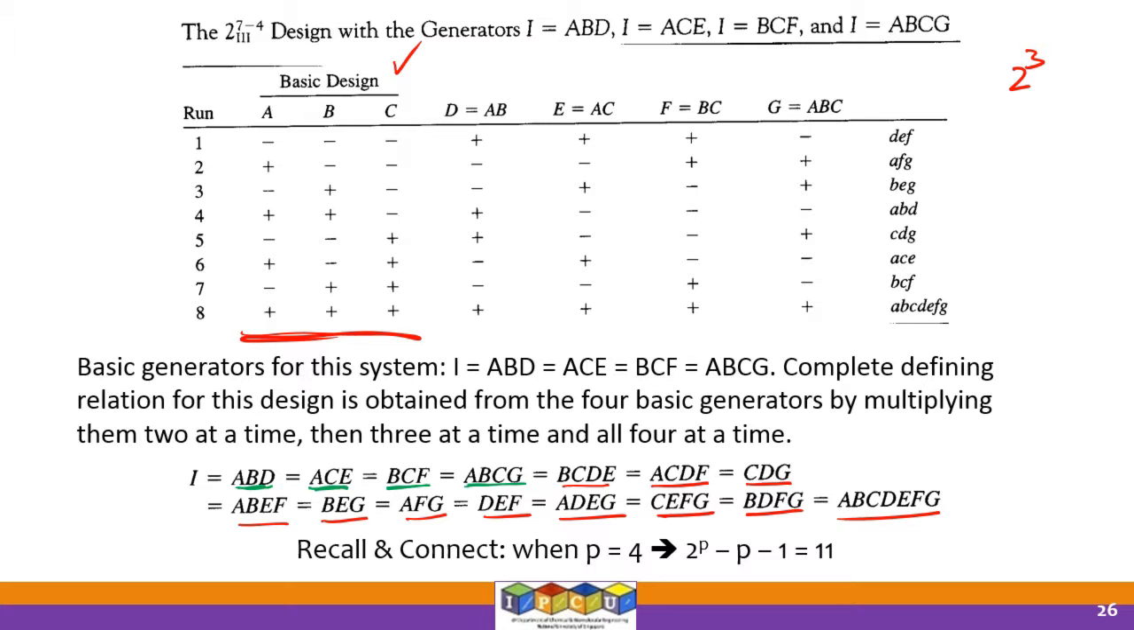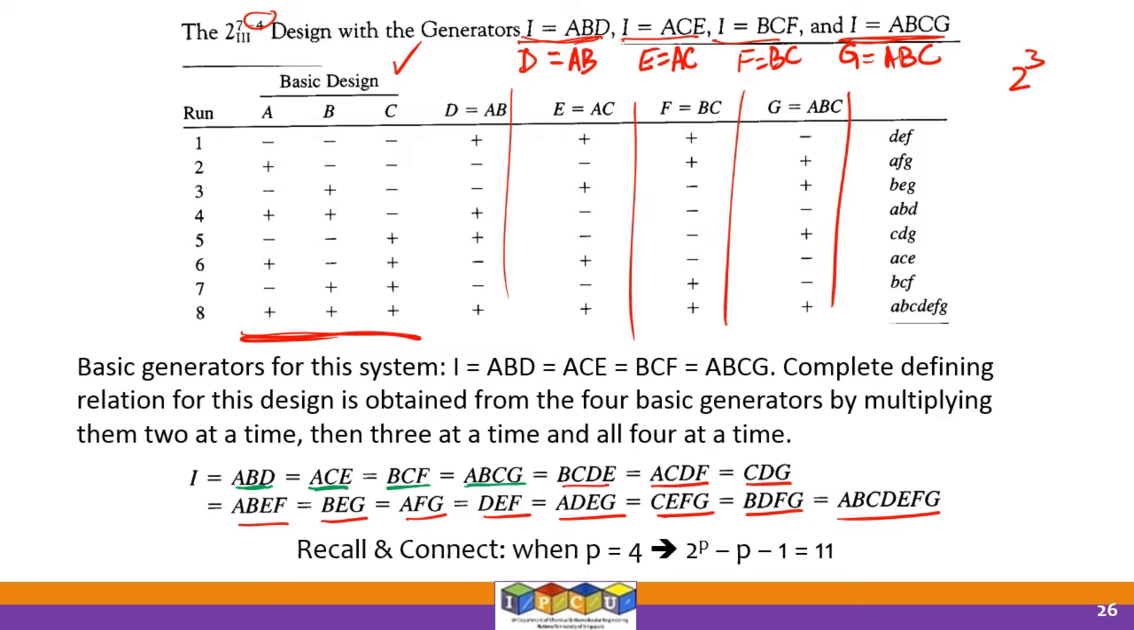So the basic generators here should be 4 of them. I is equal to ABD was a choice, I is equal to ACE was a choice, I is equal to BCF, and I is equal to ABCG were the choices. So in other words, D is nothing but equal to AB, E is nothing but equal to AC, F is nothing but equal to BC, and G is nothing but ABC. So this is how these 4 columns have been filled out, right?